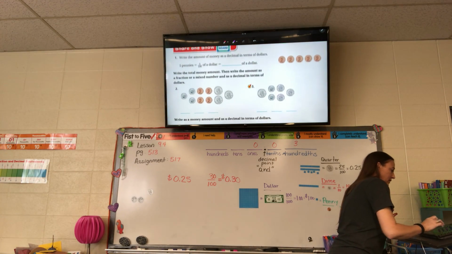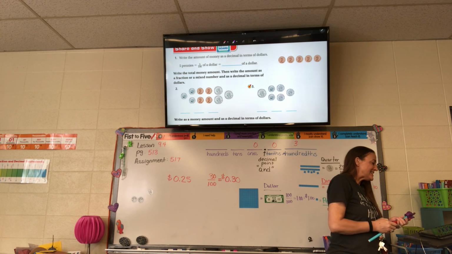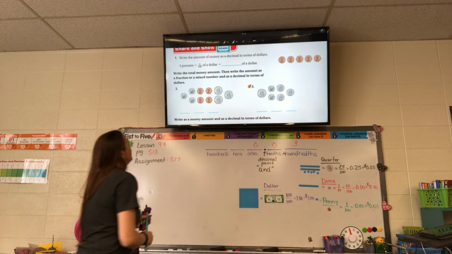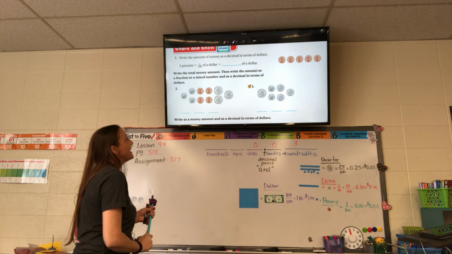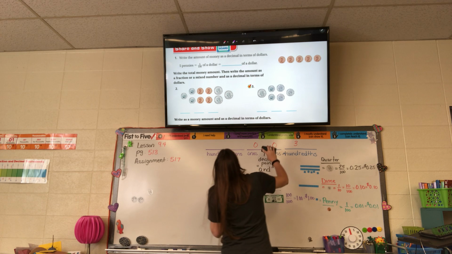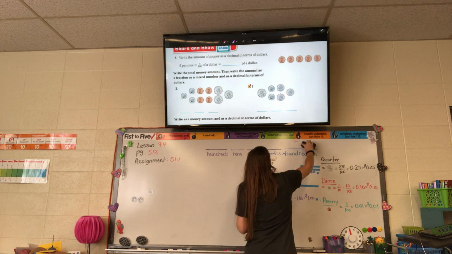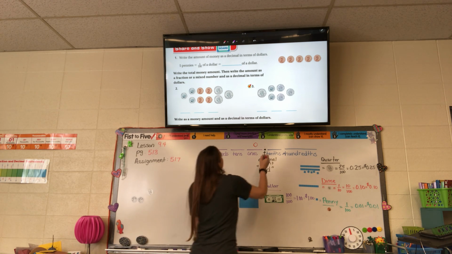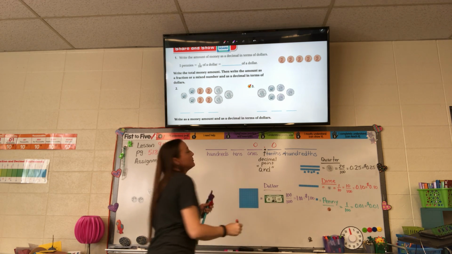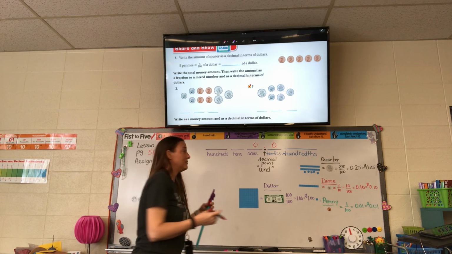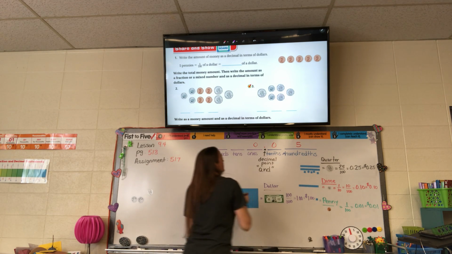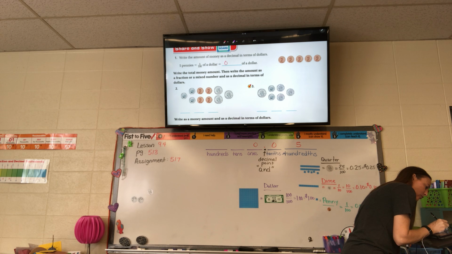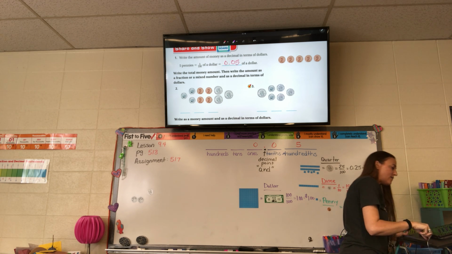Here we go. Write the amount of money as a decimal in terms of dollars. Okay. So we have 5 pennies, which equals 5 hundredths of a dollar. So let's write that here. 0 whole dollars, 0 tenths, because 5 doesn't have a 10 in it, and 5 in the hundredths place. So you would write that as 0.05 or 5 hundredths of a dollar.